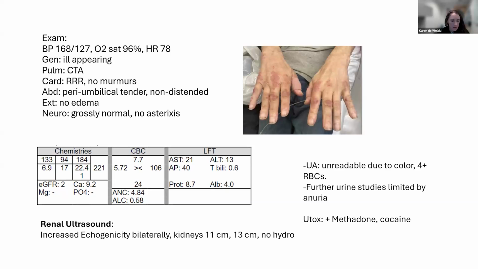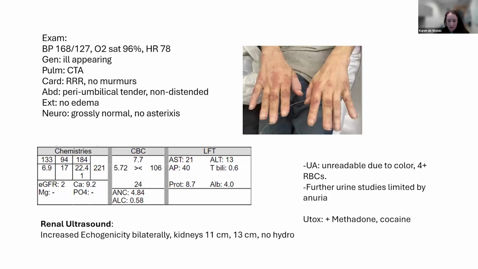And you can see his initial labs were pretty impressive. His creatinine was 22. We didn't have any recent baseline on him. The BUN of 184, hyperkalemia. You can see his CBC, he was anemic, somewhat low platelets, and then his LFTs, including albumin, were all fairly normal.